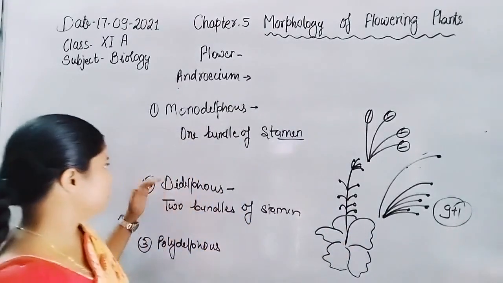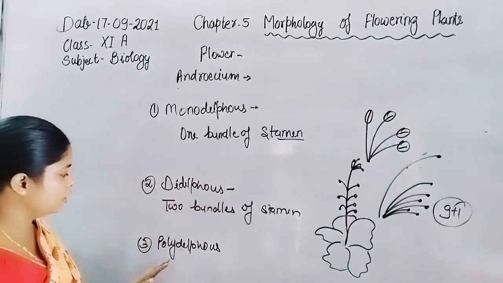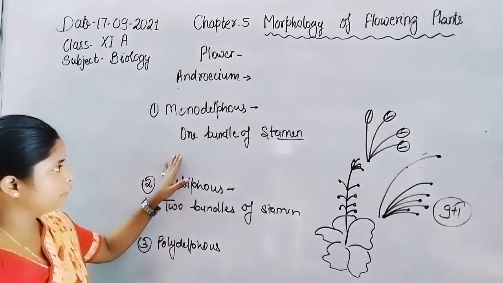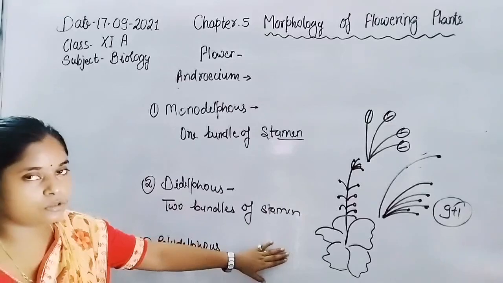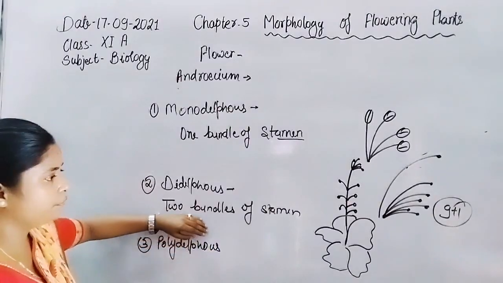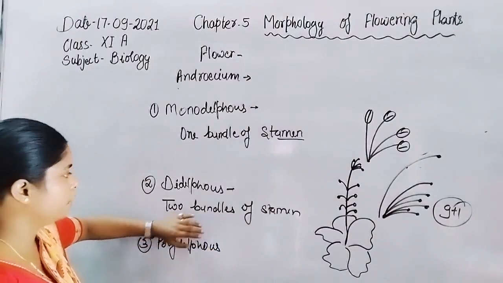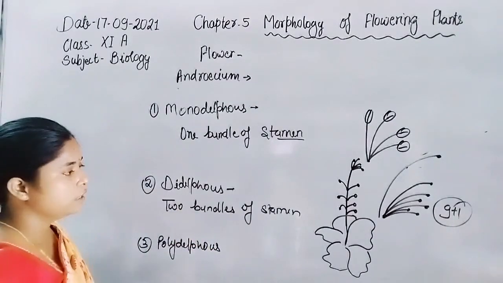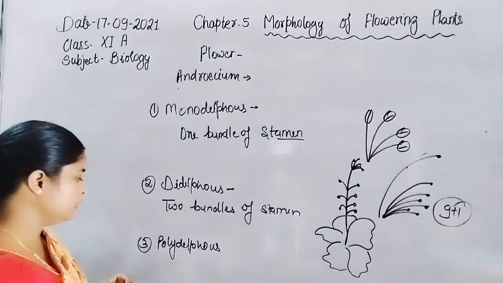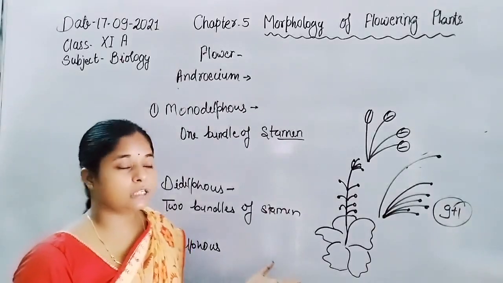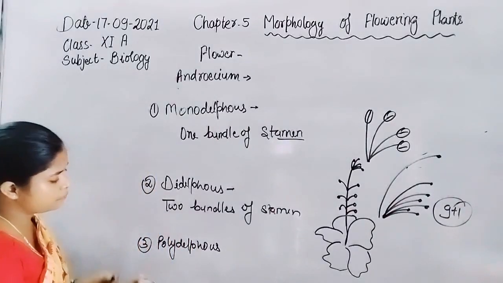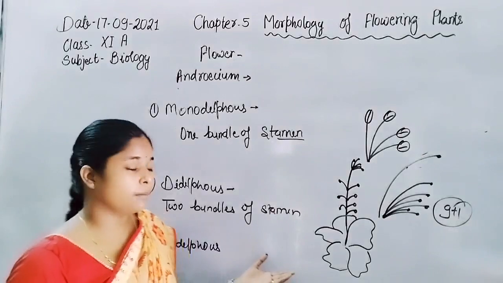Now these are the examples of monodelphous and didelphous. Monodelphous example is the group of family of plants, and second is Leguminosae type of plants.